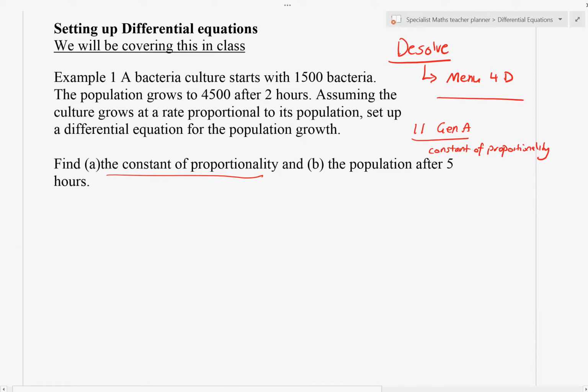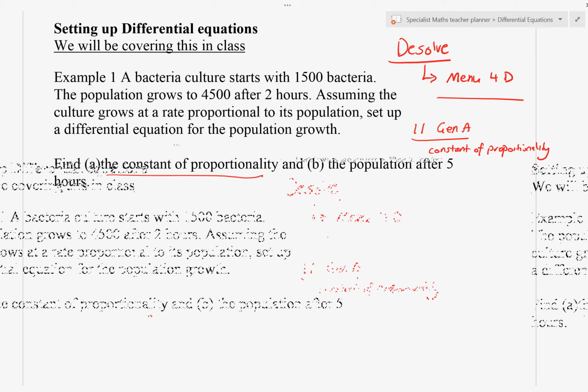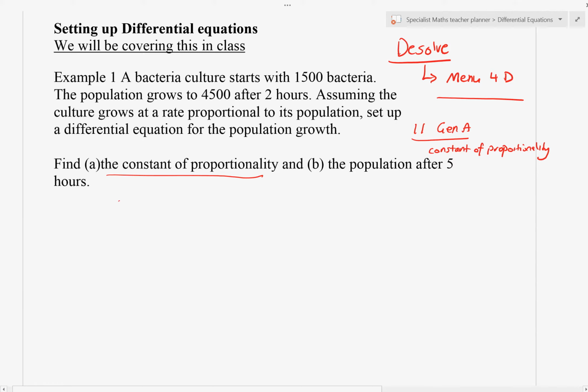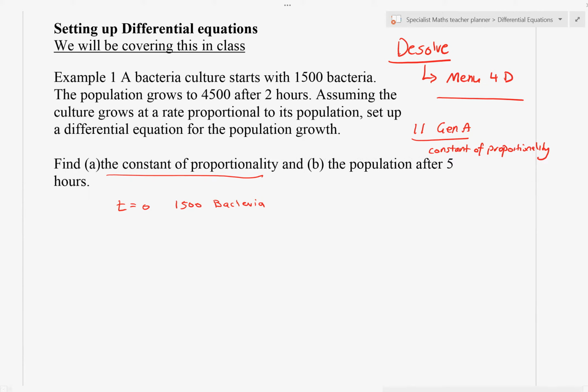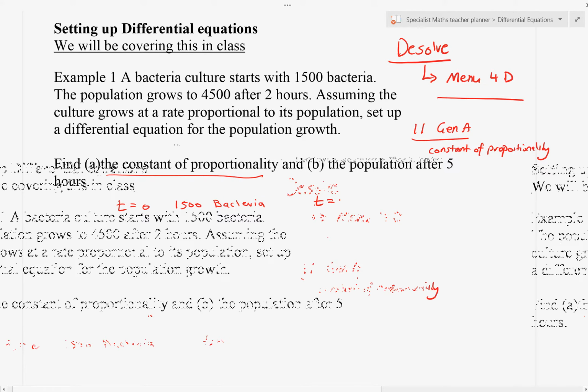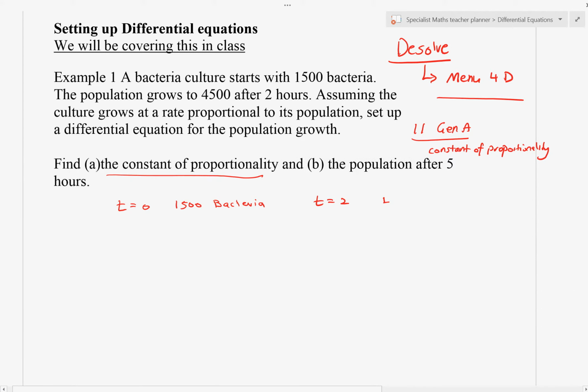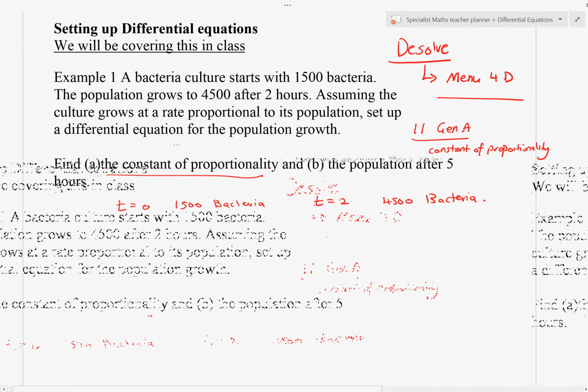But a bacteria culture starts with 1,500 bacteria. So what we're going to do is we're going to write, okay, at t equals 0, we've got 1,500 bacteria. Now, what does that mean? We don't really know yet until we read the rest of the question. The population grows to 4,500 after 2 hours. So I'm going to say t is equal to 2 hours, then we've got 4,500 bacteria. Now, what do you notice about the bacteria? Is it increasing or decreasing with time? It's increasing. So we've got a differential equation.